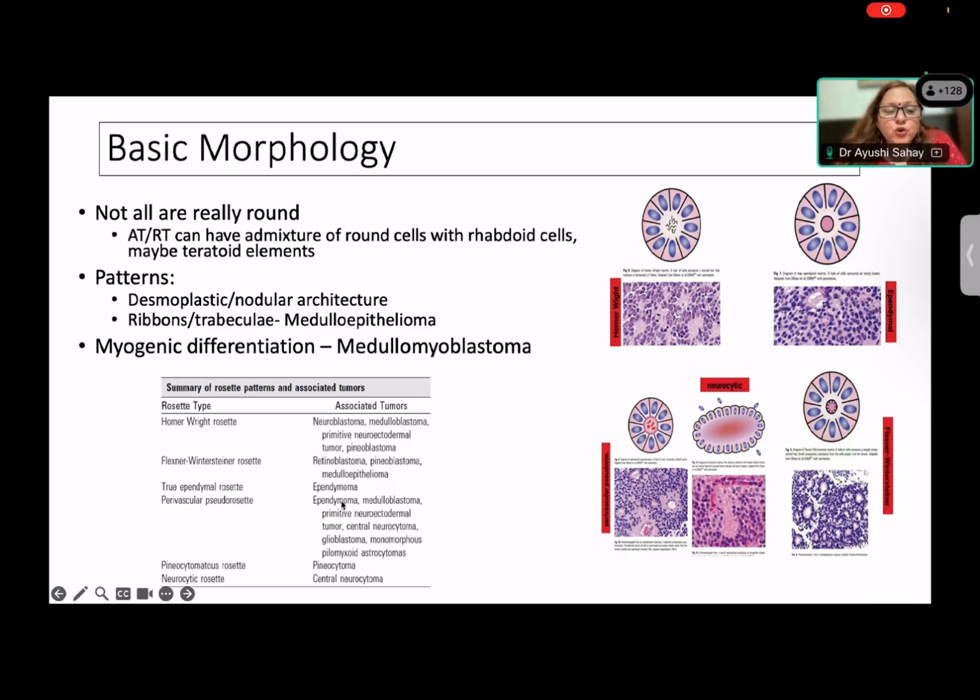Also, there are certain tumors such as the medulloblastoma with extensive nodularity or MBEN, or the desmoplastic nodular type, which have a classic pattern that can help identify them. If you have ribbons and trabeculae, then the medulloepithelioma, which is now called an ETMR, you can kind of make a provisional guess. And if you have areas with myogenic differentiation, then medulloblastoma.